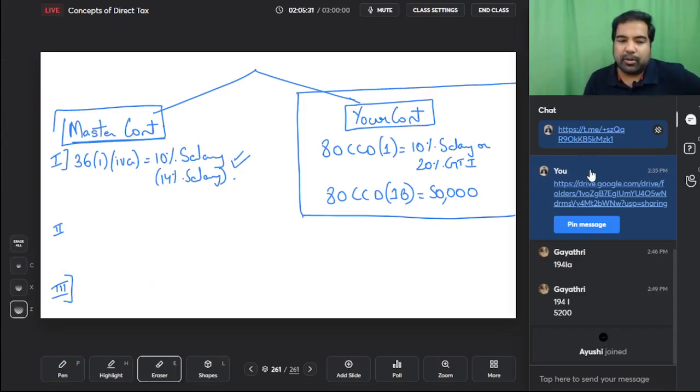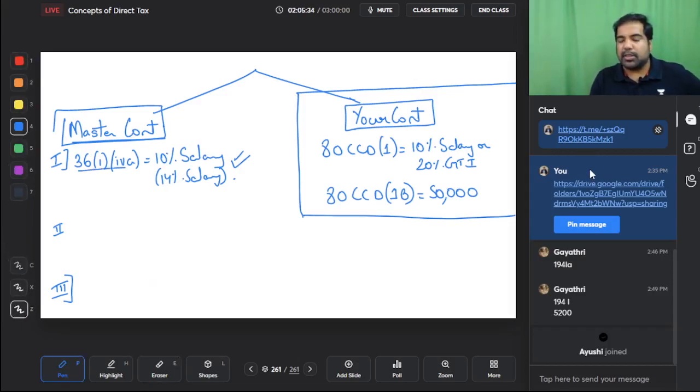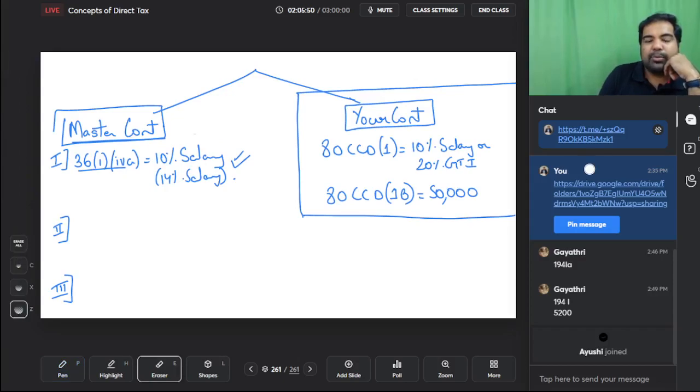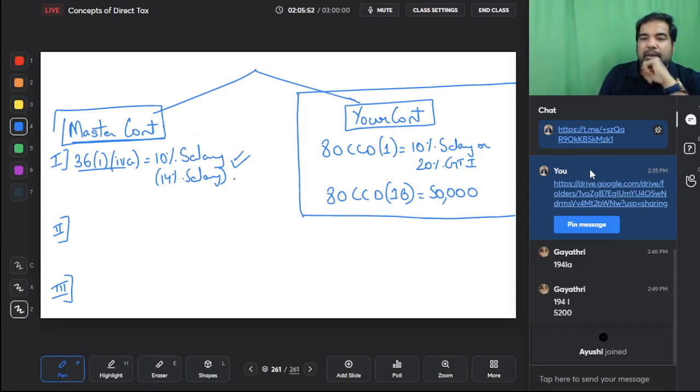The first repercussion is your employer will get a deduction under PGBP 36(1)(iva) of 10% of salary, or 14% of salary if it's a central government employee. So let's say he contributes 3 lakh rupees, but 10% of salary is only 2 lakh 10, so he'll get a deduction of 2 lakh 10. This entire 3 lakh rupees which he has contributed, is it benefiting the employee? Yes. So the entire 3 lakh will be taxable under the head salaries.